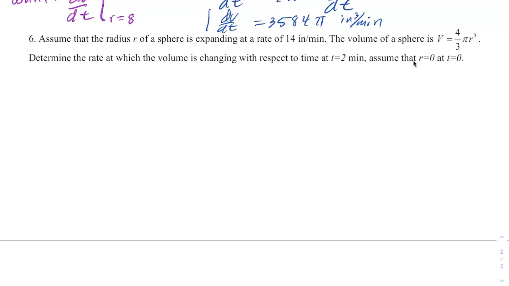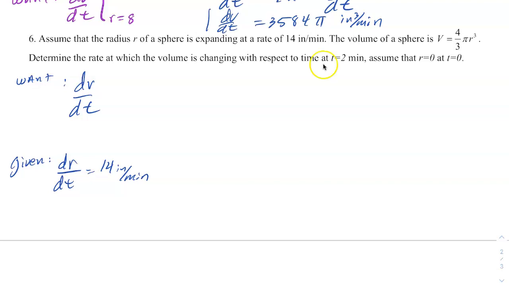So let's talk about what we want and what's given. I flipped it a little bit today in the first problem. So given, we know that the radius is expanded at a rate of 14 per minute. So dr dt is 14 inches per minute. And what do we want? We want the volume with respect to time at t equals 2. So we want dV dt, the rate at which the volume is increasing, right? It's not the volume, it's the rate of volume, so it makes it dV dt. We want that at t equals 2.